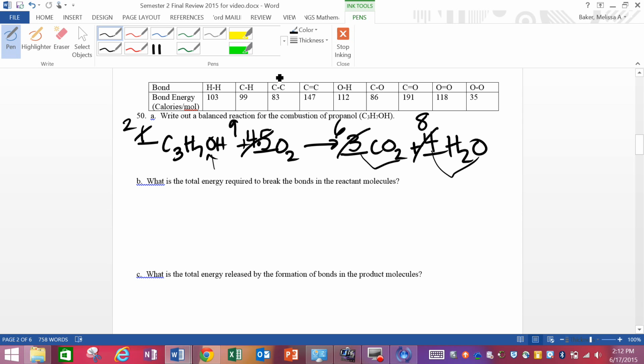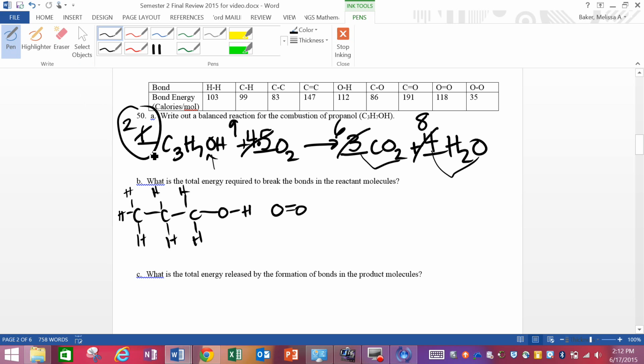What's the total energy required to break all the bonds in the reactants? Well, it's helpful to have the reactants drawn. So I'm going to draw out 3 C's, draw my H's as I go. There's 7 H's there, and then my OH. And then my other reactant is O double bonded to an O. So I also have to pay attention to my coefficients because there's 2 of these molecules that we have to break everything.